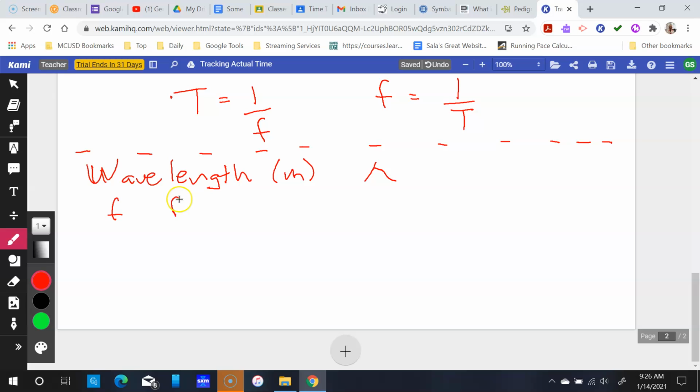F, clearly, again, is frequency. And again, you're looking at hertz. And then the last is velocity. Again, we sometimes use that word interchangeably, and looking at meters per second. Right? So those are the components of the wavelength equation. Now let's go ahead and set that up. So it's going to look like this. I'm going to put it in your triangle.